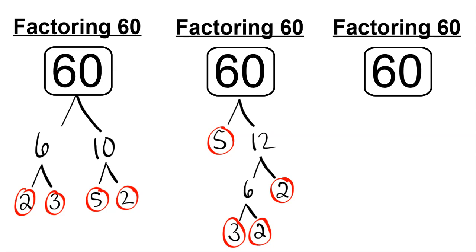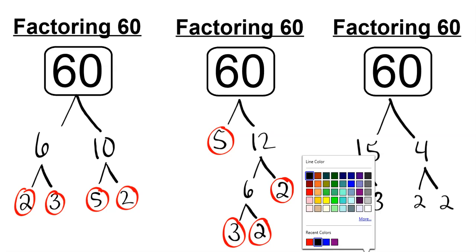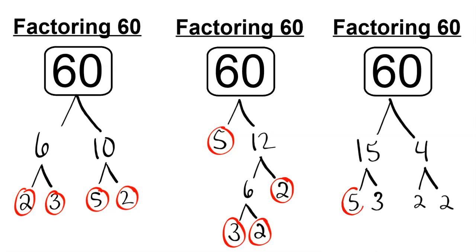And then for the 60, let's go with, let's see, 6 times 10, 5 times 12, 15 times 4. Just as another one, 15 times 4. Well, 4 can be broken down into 2 times 2, and 15 can be broken down into 5 times 3. And now we're back down to the same bottom numbers each time. So that's what we mean by completely factoring. You can't take it apart anymore.